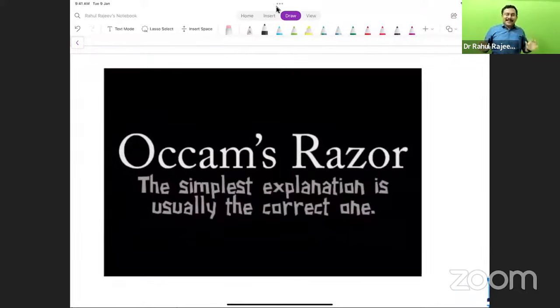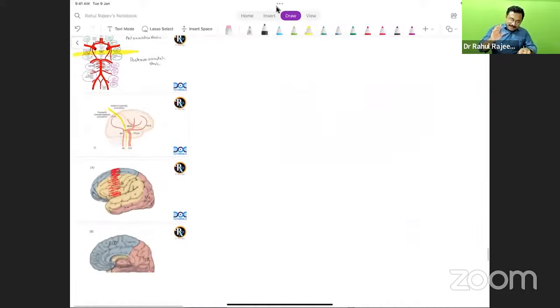The simplest explanation is usually the correct one. Only if you cannot explain some symptoms by one lesion alone, then you think of the possibility of multiple lesions. Otherwise, the simplest explanation is always the correct explanation. Did you understand? Right? So that is very important.